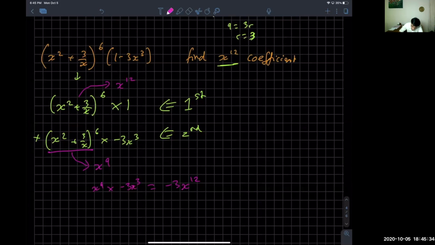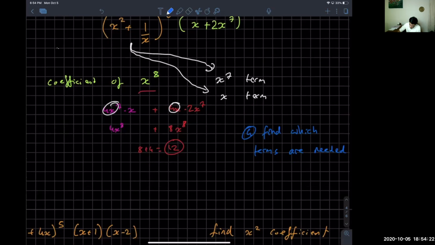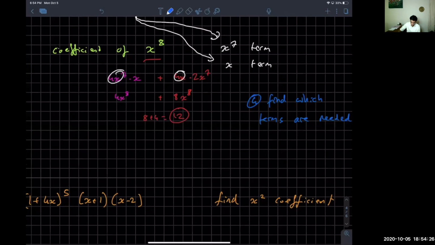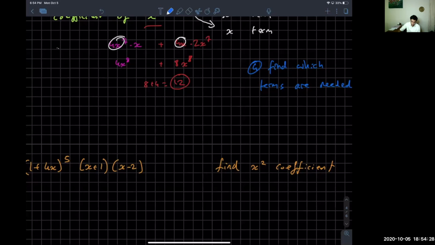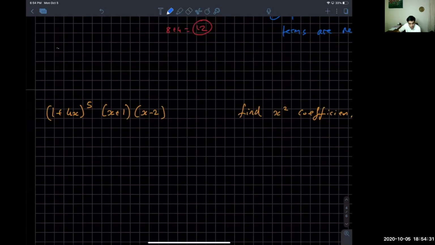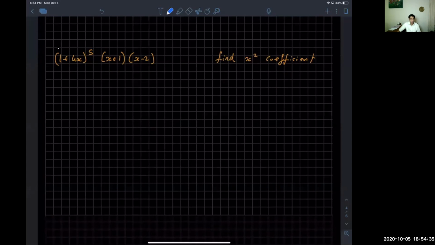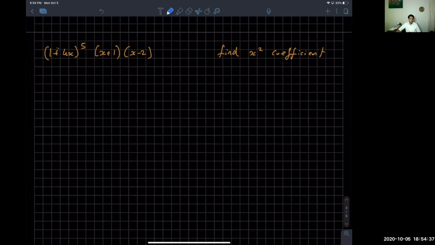In the above case, you're just multiplying by 1, so you're just looking for the x to the power 12. Essentially, this is all it is. Now you can piece this together to do something more complex like this. I'll give you a second to think about it. Using what we've learned so far, how would you approach this one?